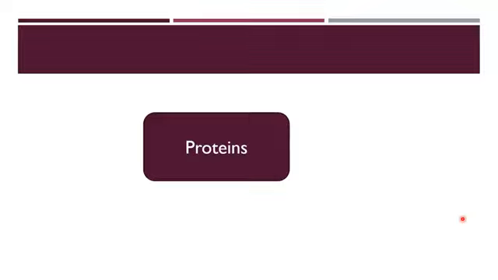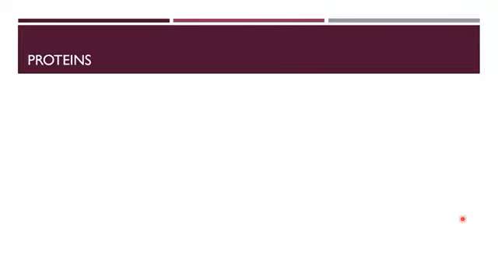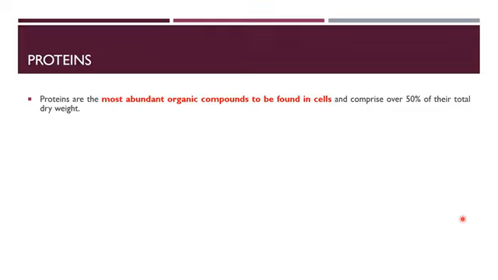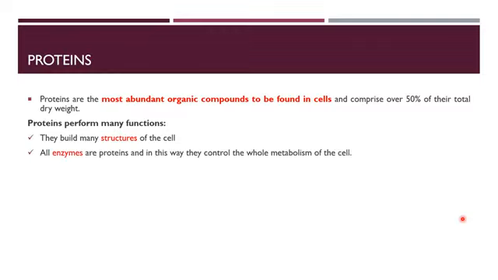Okay, now we'll discuss the proteins. So proteins are the most abundant organic compounds that are found in the cells, and they cover about 50% weight of the cell. So the most important functions of the proteins include that they are performing the structural role in the cell. All enzymes are proteins, and we know that enzymes are going to control your metabolism. Hormones are going to regulate your metabolic processes, that are responsible for the on and off of these metabolic processes. So hormones are also proteins.